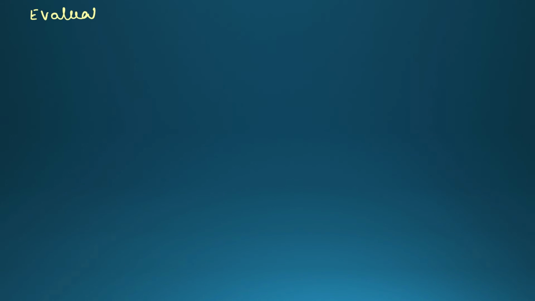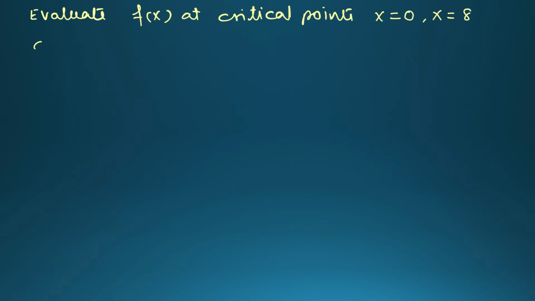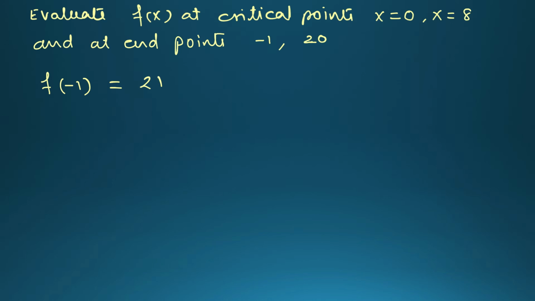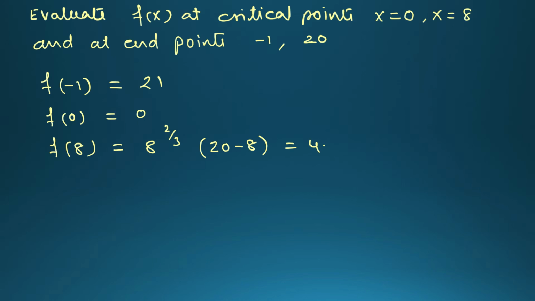Evaluate the function f(x) at the critical points x = 0 and x = 8, and also at the endpoints negative 1 and 20. f(-1) gives 21, f(0) gives 0, f(8) is equal to 8^(2/3) times (20 - 8), which is 4 times 12, which equals 48. And f(20) is equal to 0.